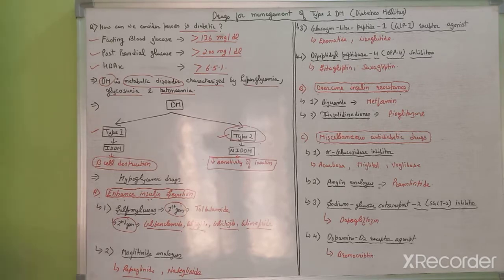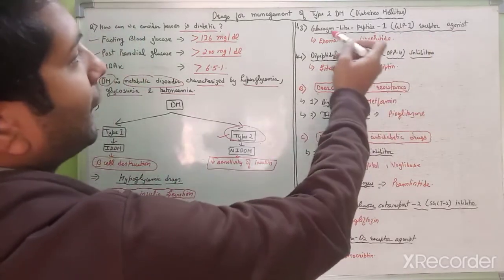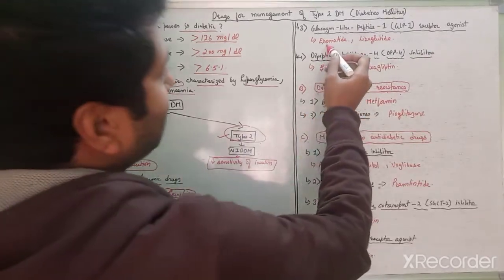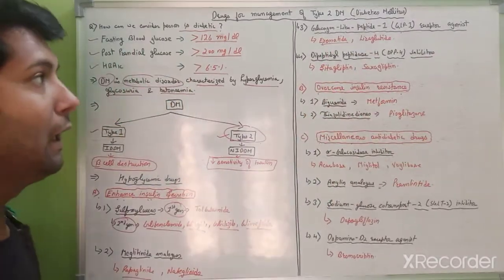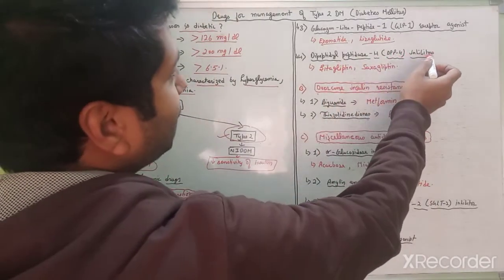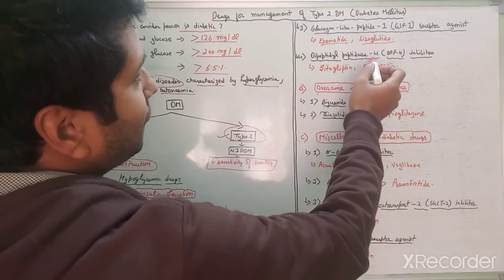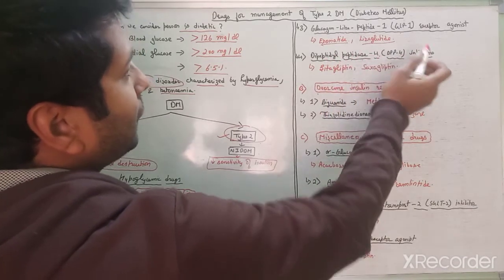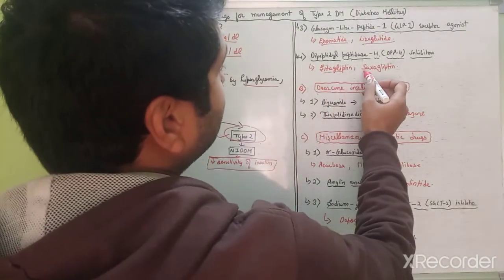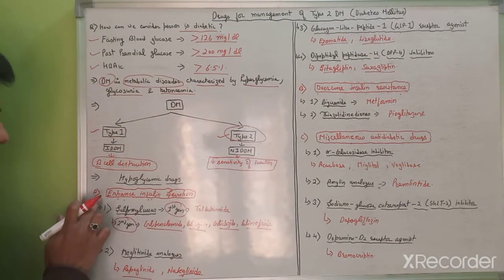The third category is GLP-1 receptor agonists, that is glucagon-like peptide 1 receptor agonists. In this category we have drugs like exenatide and liraglutide. The next category is DPP4 inhibitors. DPP4 means dipeptidyl peptidase 4 inhibitors. In this category we have drugs like sitagliptin and saxagliptin. So this is all about class A.